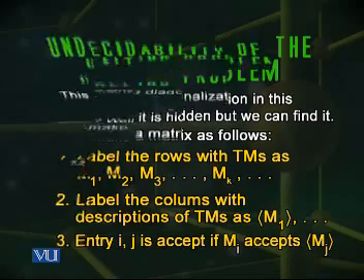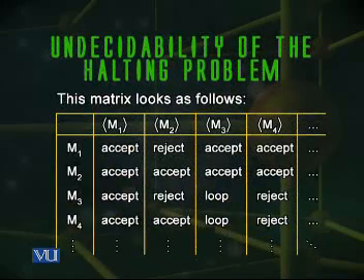This matrix would look as follows. The first three entries in the first row tell us that M1 accepts its own description and the description of M3, but not the description of M2, and so on. The second row tells us that M2 accepts descriptions of all possible Turing machines. Similarly, the fourth row tells us that M4 accepts the description of M1 and M2, but not the description of M3. So what we have done is we have created a matrix. We have labeled the columns and the rows. The rows are Turing machines and the columns are labeled by descriptions of Turing machines.